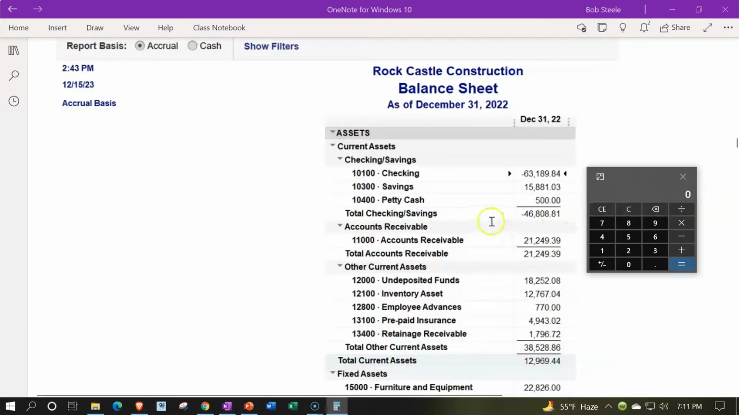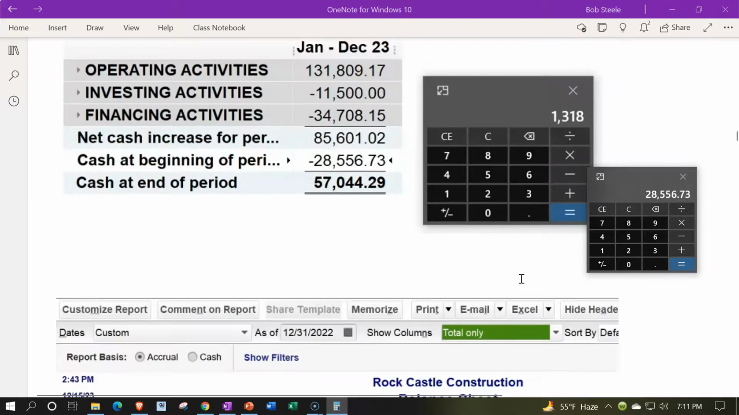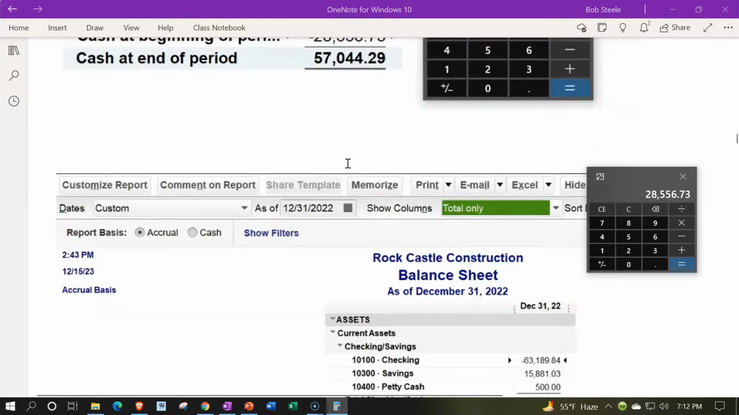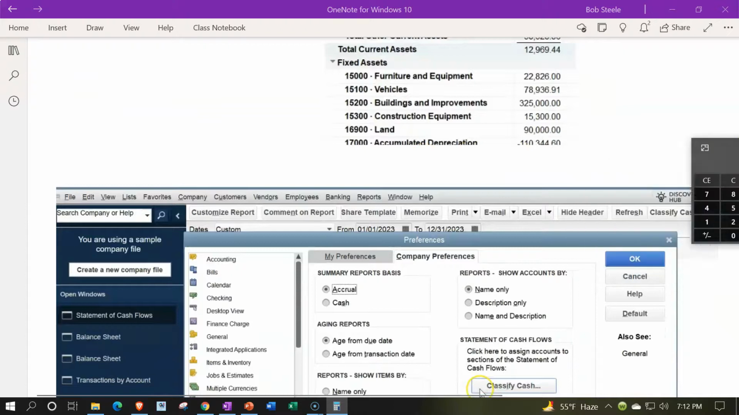So we're going to say the cash here is at 46,808.81 plus the undeposited funds of 18,252.08. That's going to be the 64. Hold on a second. This is 46,808.81 minus the undeposited funds, 18,252.08. And that gives us our 28. So we have a negative cash here. But that's where that number is coming from. So you can kind of tie that out to the statement of cash flows.